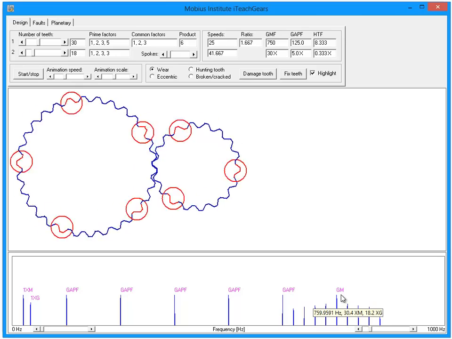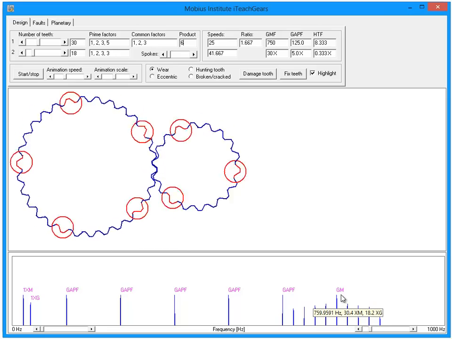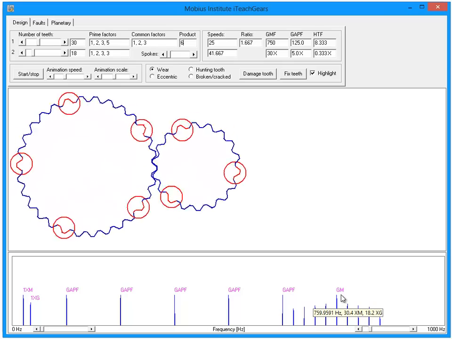What I'll also mention just while this is going around is that when you have any source of vibration, there is potential to excite resonances.